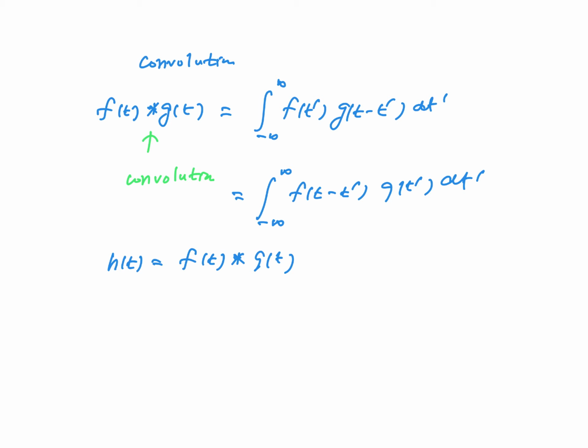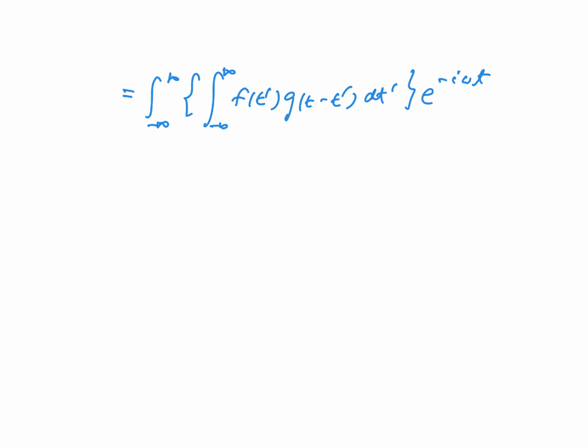Then the Fourier transform of h(t), that is h tilde of omega, is the integral from minus infinity to infinity of h(t) exponential minus i omega t dt, which is given by the double integral over t' and t of f(t') g(t - t') and exponential minus i omega t dt.